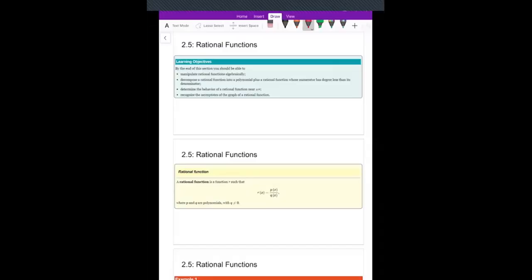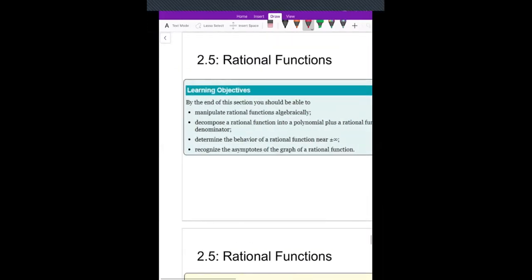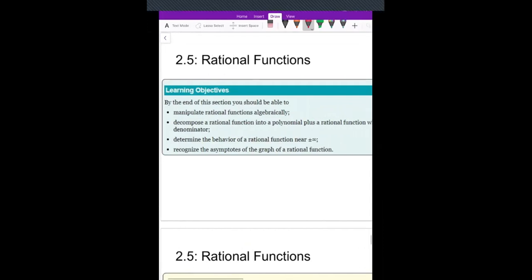Okay, guys, welcome. Today we're going to talk about rational functions. I want to be able to look at rational functions in such a way that we know how to manipulate them algebraically, and by that I mean to add, subtract, multiply, and divide two rational functions. I also want to talk about how to do long division with polynomials or with a rational function, and we will also talk about how to look at end behavior of rational functions and look at asymptotes as well.